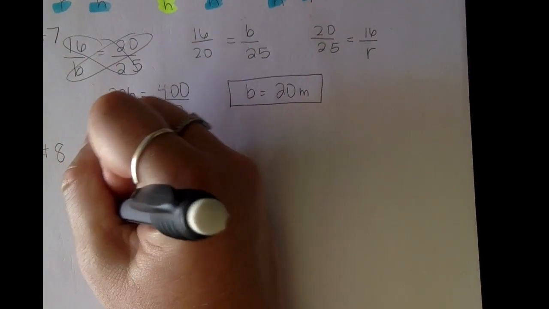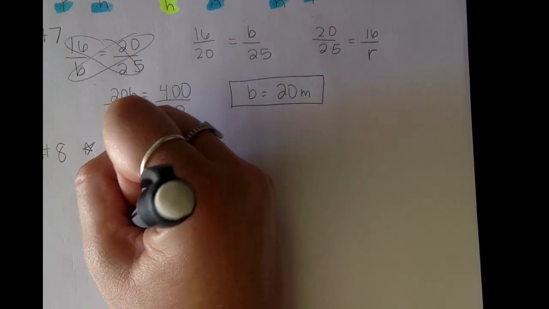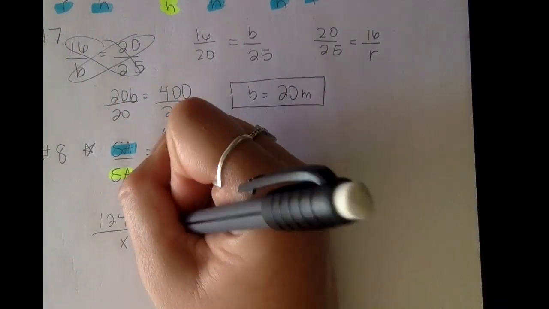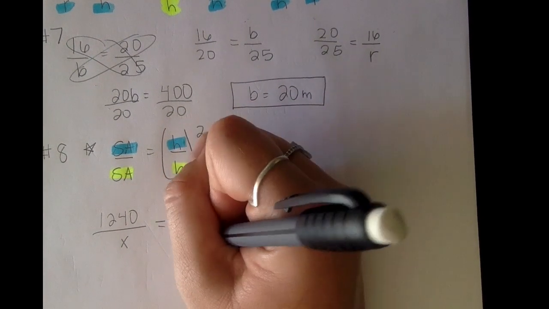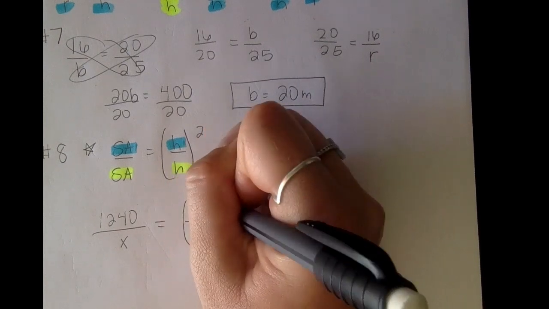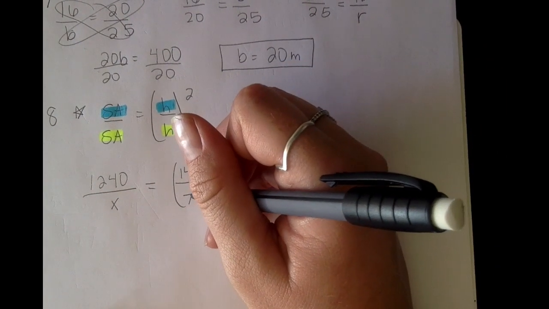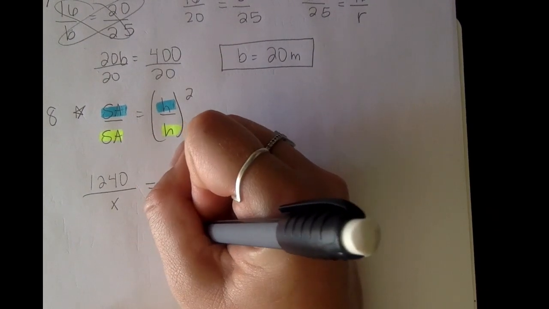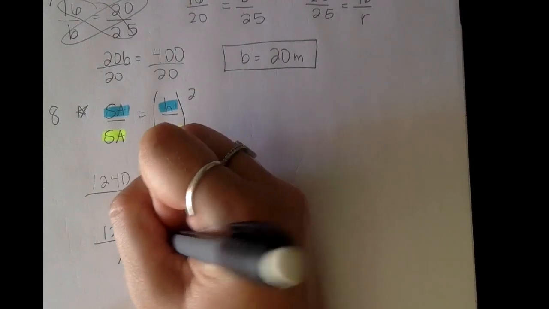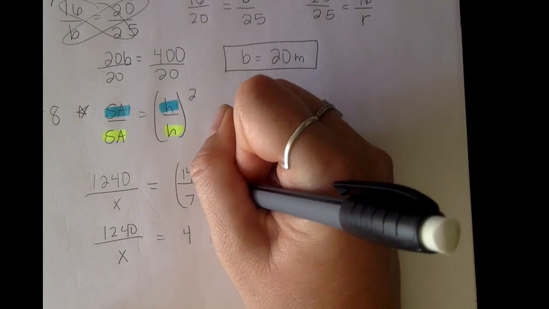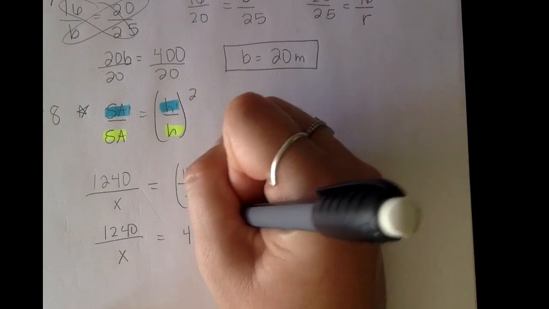So the surface area of your first shape gives you 1,240 over, you don't know that second surface area. Set that equal to the proportional heights, so 14 over 7 squared. Now because of PEMDAS, I do what's inside of my parentheses first. 14 divided by 7 is 2, so 2 squared is 4. That's where that 4 comes from.